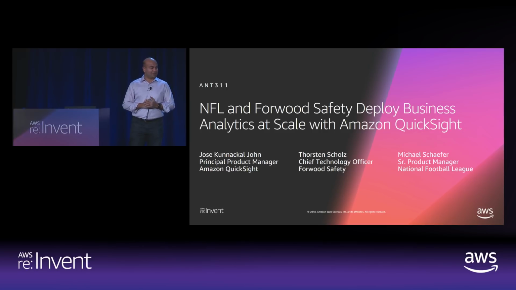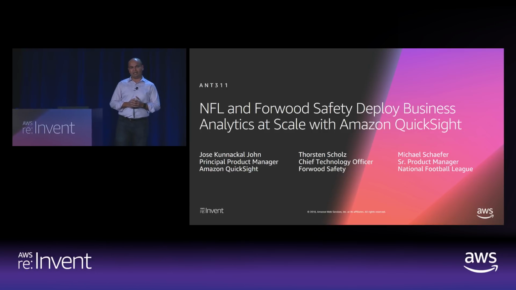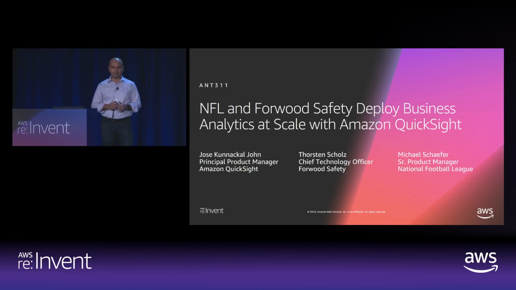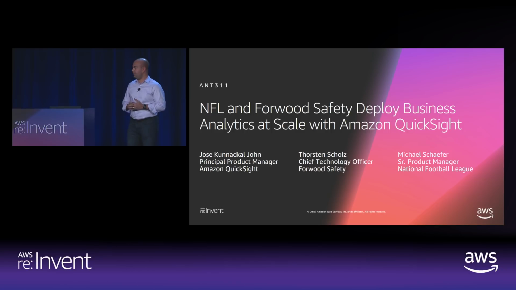But today we're going to hear some really exciting things about how Amazon QuickSight is being deployed at scale. My name is Joe Skunakle. I'm a product manager on Amazon QuickSight. And joining me today will be Thorsten Scholz, who is Chief Technology Officer at Forwood Safety, an AWS partner. And you have Michael Shaffer, who is Senior Product Manager with the National Football League.